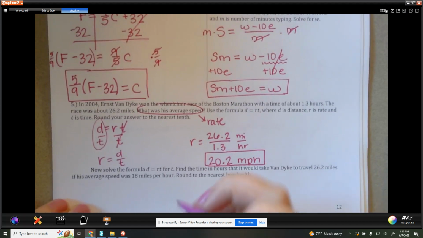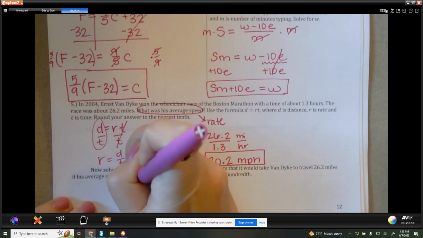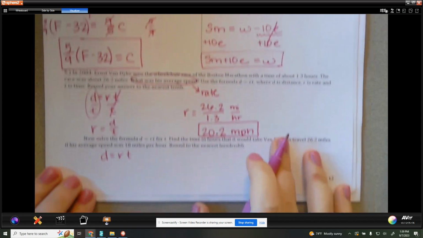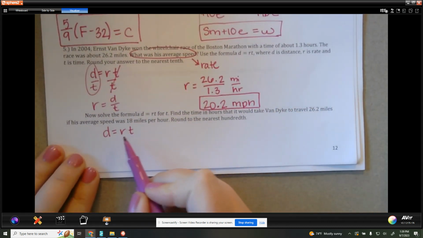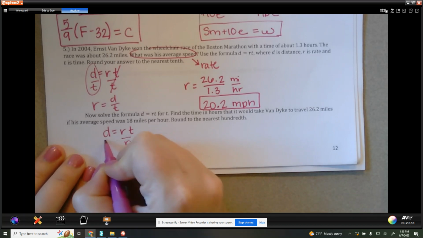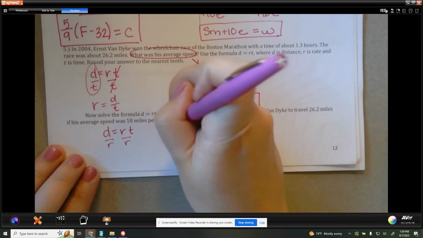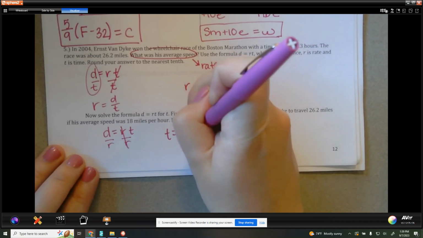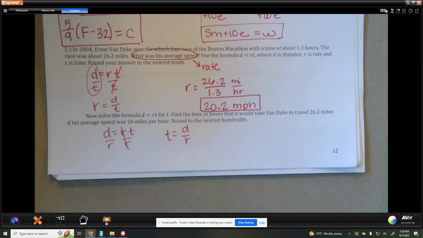All right, so now solve the distance formula for t. How does this change? Here's our distance formula. We want to solve for t now. So let's get rid of the r. Again, that's multiplying, so let's divide by r. Now t is equal to d divided by r. So pretty similar, just a little different.